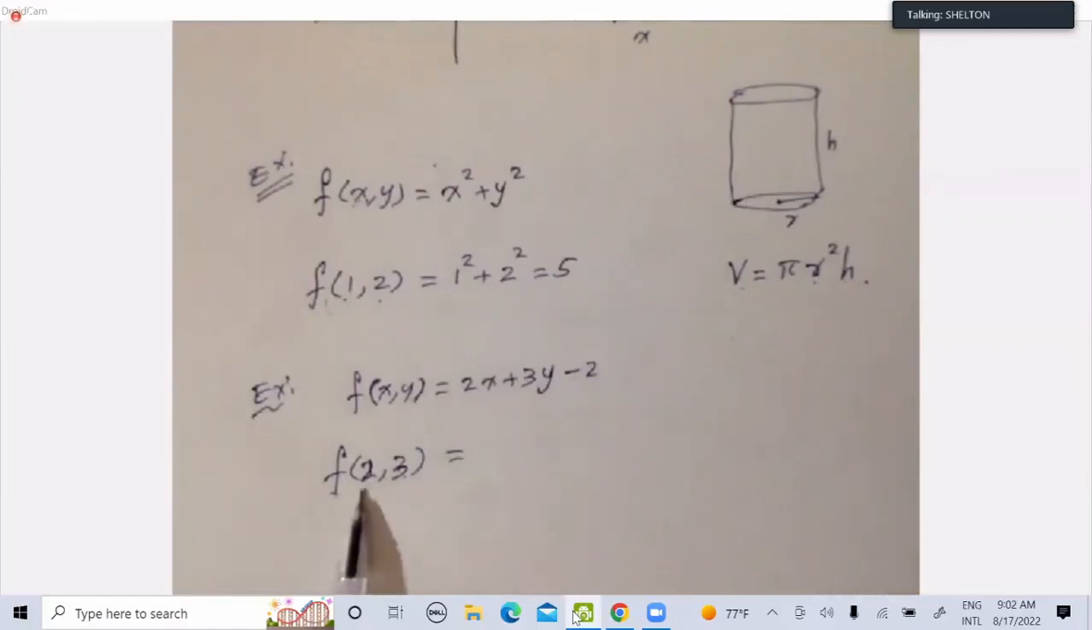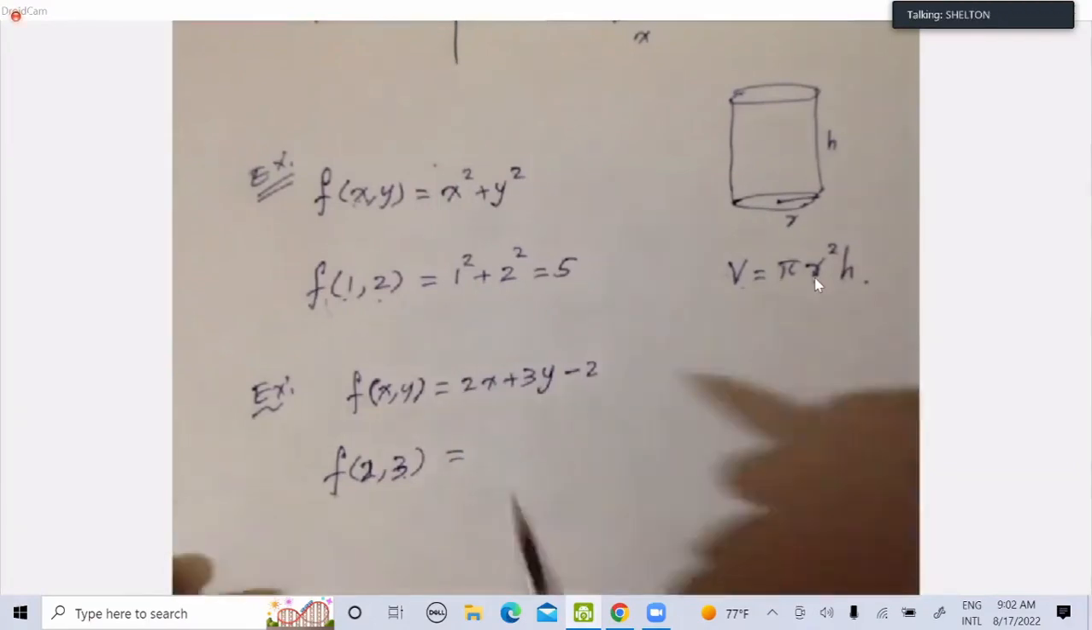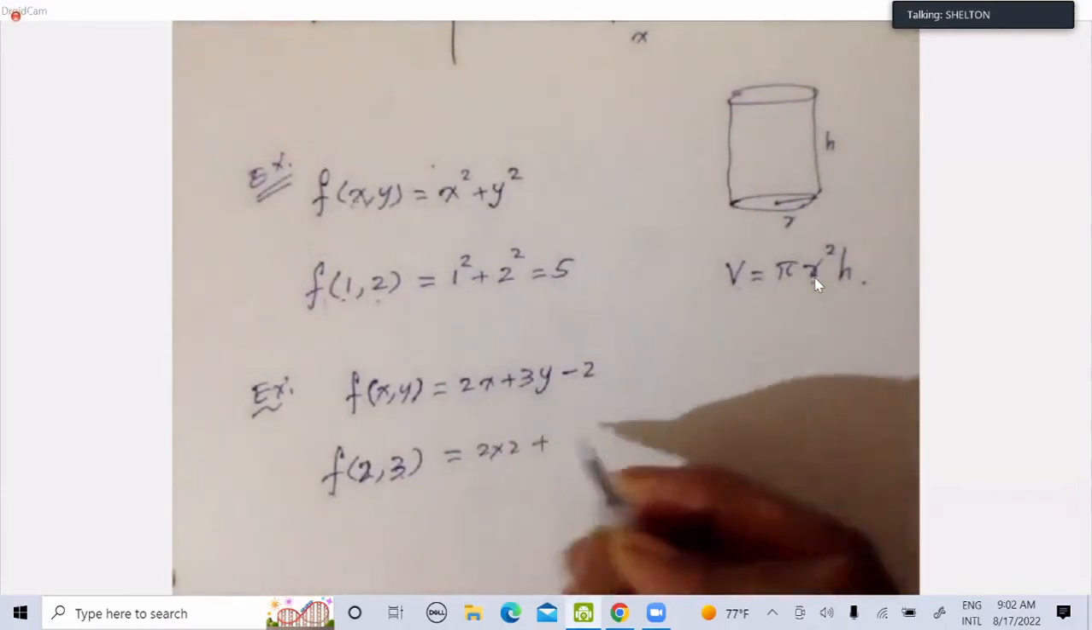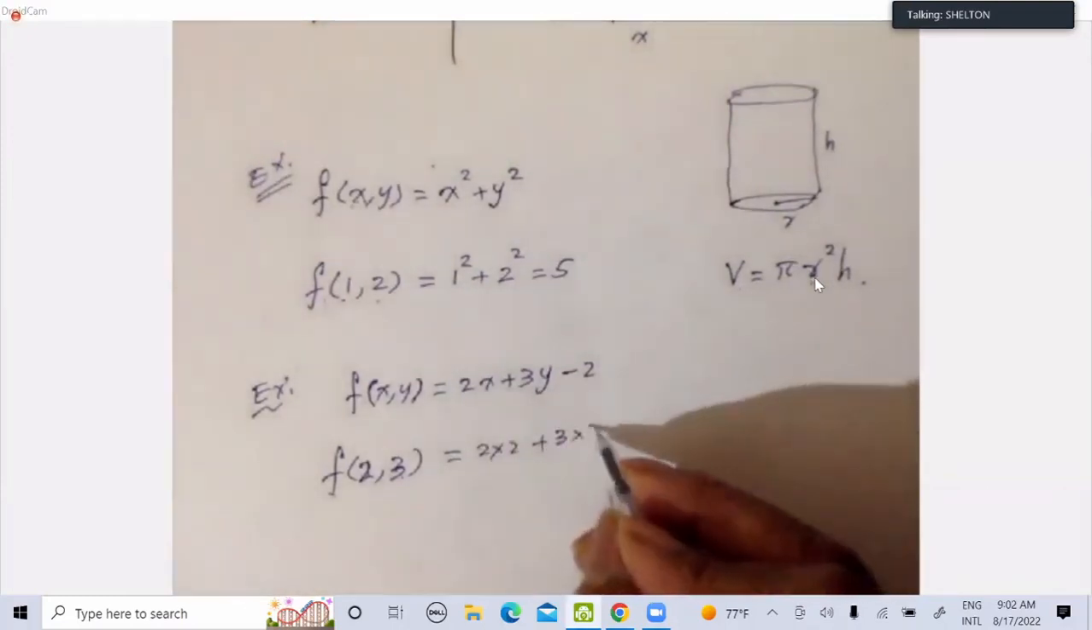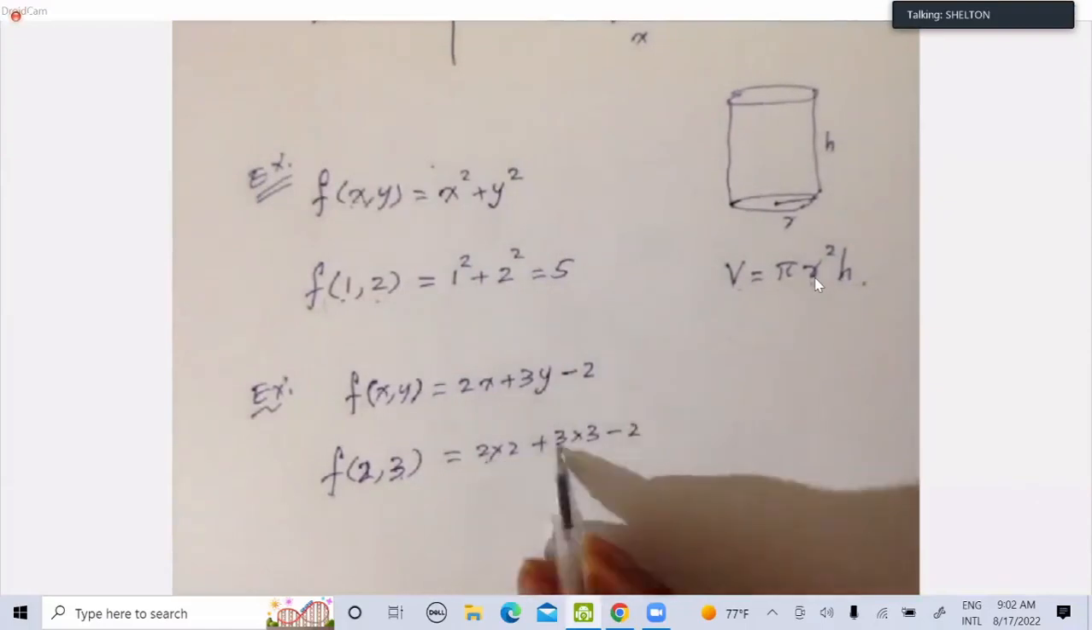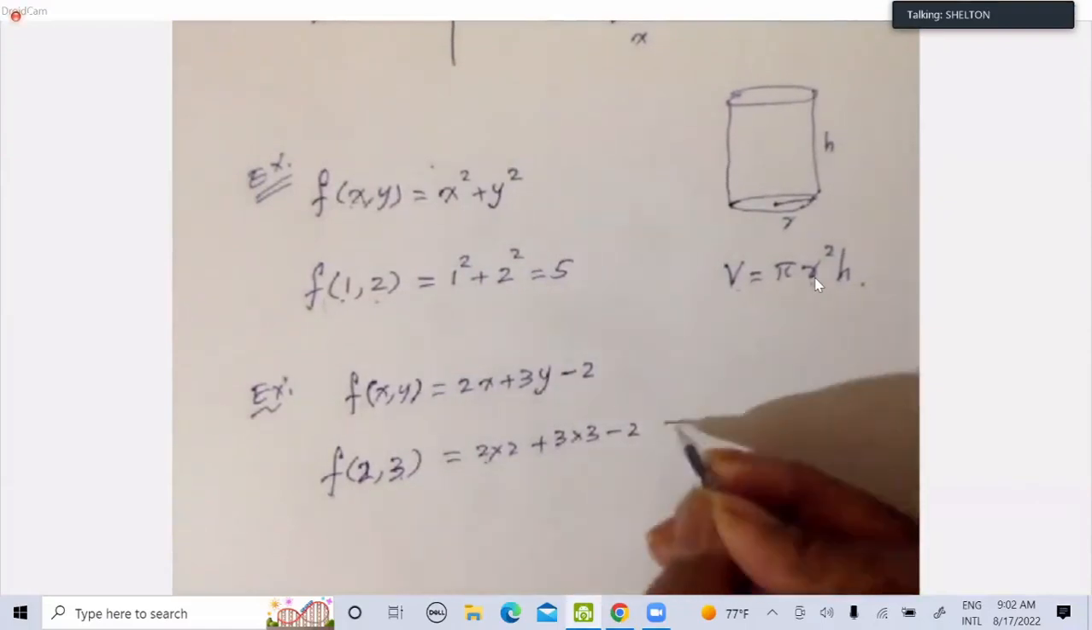Can you tell me the answer to this? Somebody? Yes, 11. Okay. 4 plus, so 2 times 2 plus 3 times 3, y is 3, no? Minus 2. So 4 plus 9, 13, minus 2 is 11.